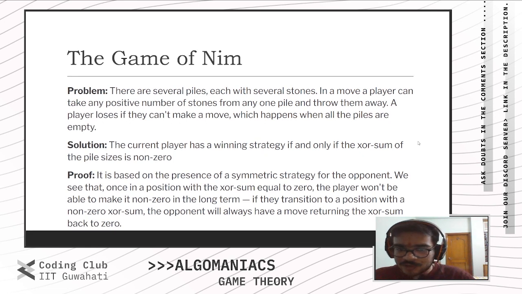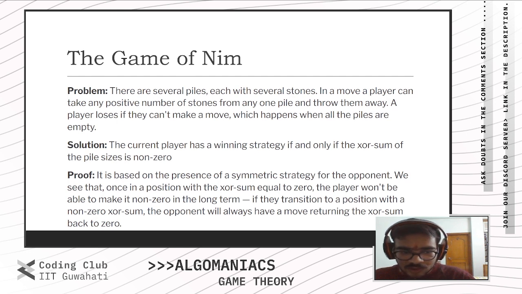Okay, so the game of NIM is a very standard topic of game theory and you'll see its variants everywhere. So I'll read the problem for you. There are several piles, each with several stones. In a move, a player can take any positive number of stones from any one of the piles and throw them away. A player loses if they can't make a move. That basically means when all the piles are empty.